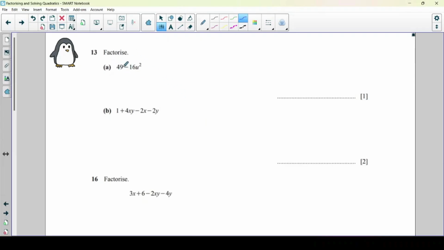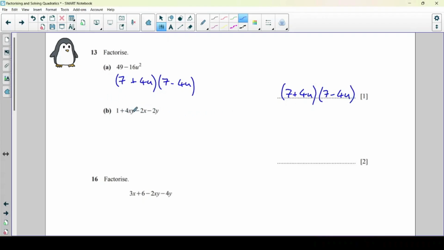This one here, we've got 2 square numbers. So it's the difference of 2 squares. Square root of 49 is 7. Square root of 16u squared is 4u. So we've got 7 plus 4u, 7 minus 4u, for that first one there. When you get the hang of these difference of 2 squares, they're not too tricky.